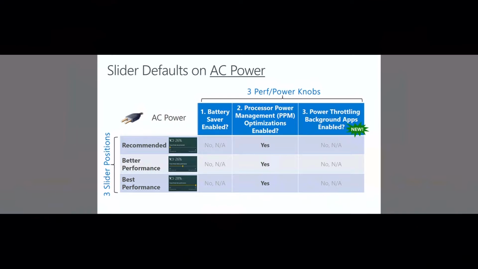Now let's review which perf or power knobs are engaged on various slider positions when the device is on AC power. The key takeaway here is that battery saver and power throttling are not applicable to any slider positions on AC power. However, PPM optimizations apply to all three slider positions.